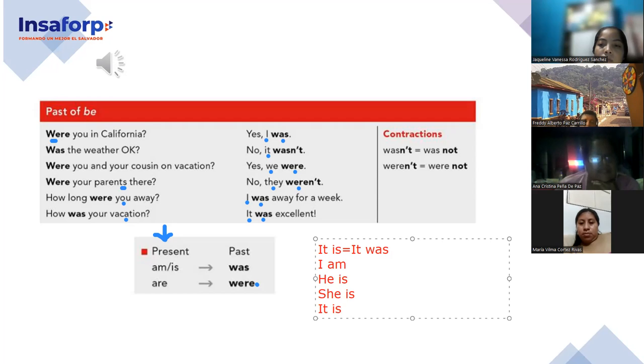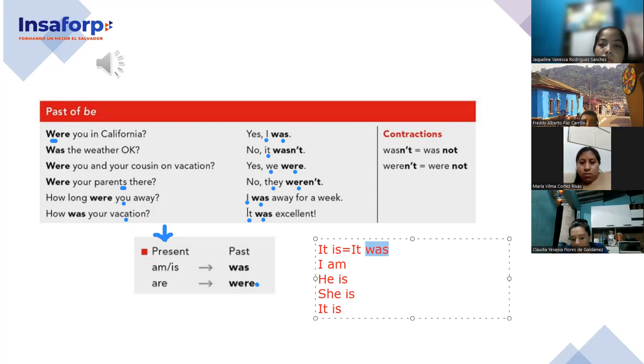De la tercera persona. Exactly. Ahora con todos estos, yo voy a utilizar was. Was. Exactly. Ahora, here in the example, dice, how was your vacation? Estamos hablando de vacation, right? Entonces, porque yo ya no quiero decir vacation, digo, it was.